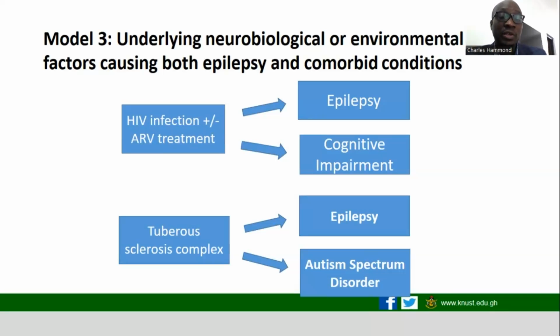The other example is tuberous sclerosis, which can cause epilepsy, and it can also cause autism spectrum disorder. So one underlying factor causing both the epilepsy and the comorbidity.